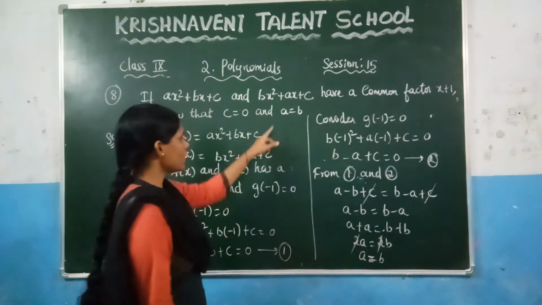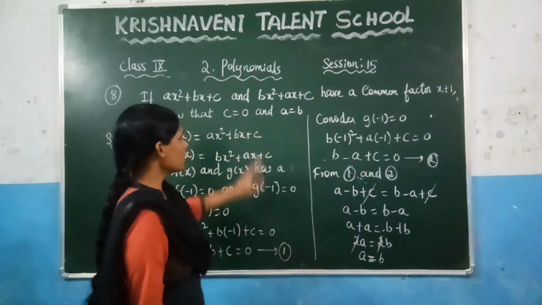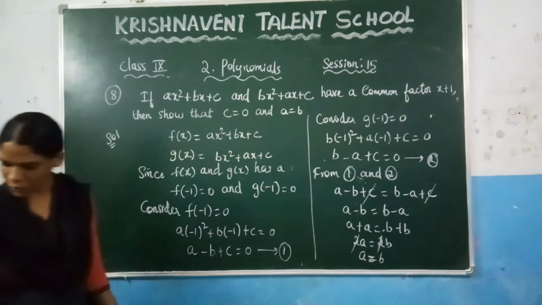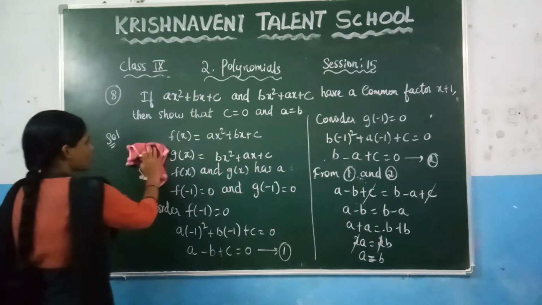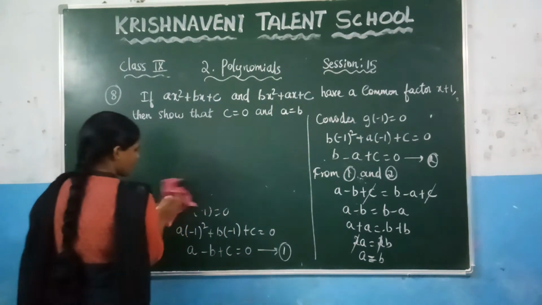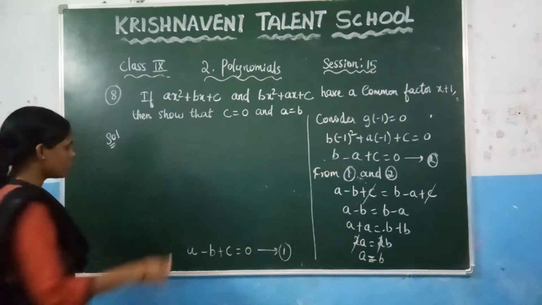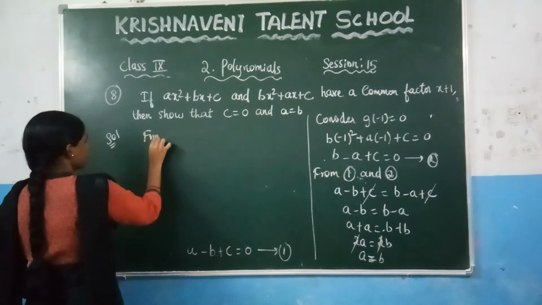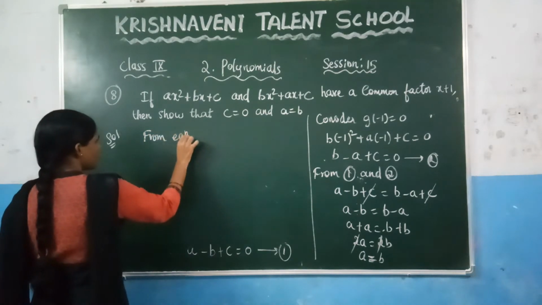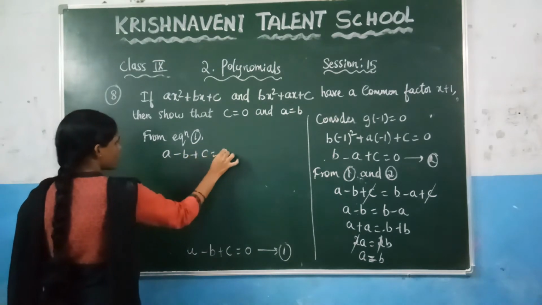Now we have proved one condition which is a is equal to b. Now you need to show here c is equal to 0. You can take any of these equations, just substitute here a is equal to b. So let us consider this equation from equation 1. What is equation 1? A minus b plus c is equal to 0.